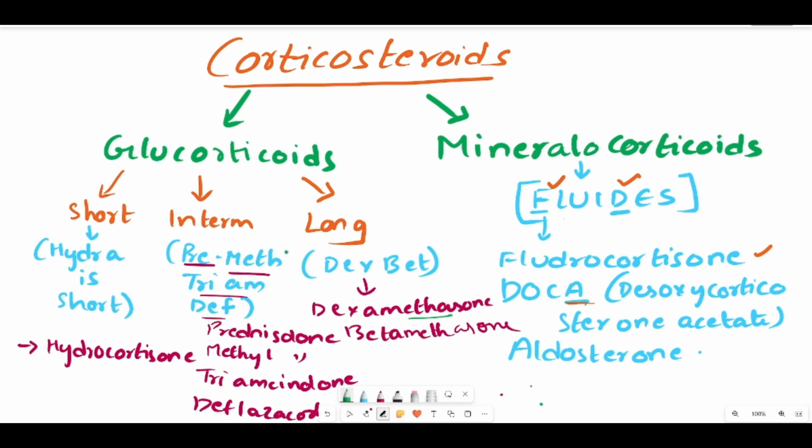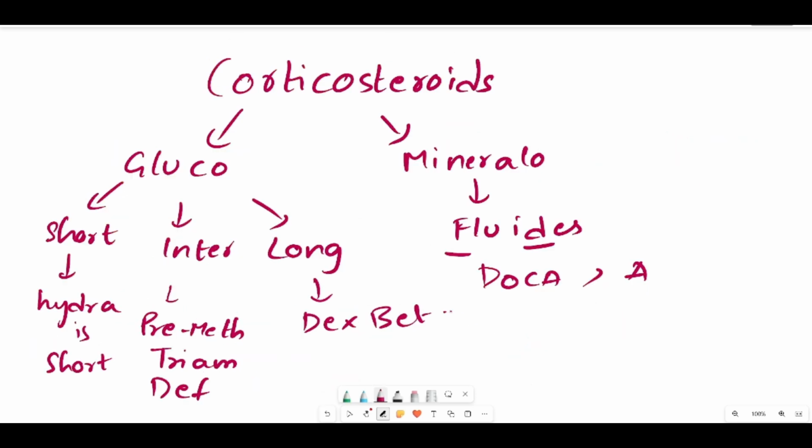And in intermediate acting, Primeth Triam Def. Then you'll get the drugs. And in the short acting, Hydra is short. So this is the complete classification of corticosteroids with tricks.